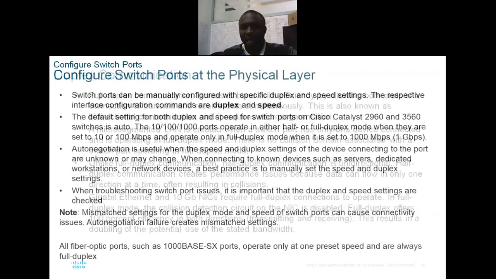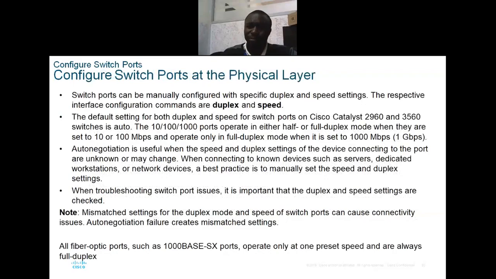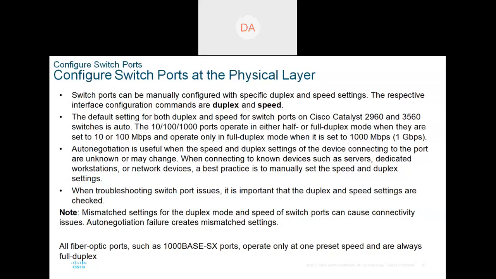So I think all networks should be full duplex now, unless maybe you want to set up your network to meet a particular requirement. Now, how do you configure switch ports at the physical layer? Remember, I said in the OSI model, the physical layer is the first layer, then data link, and so on and so forth.